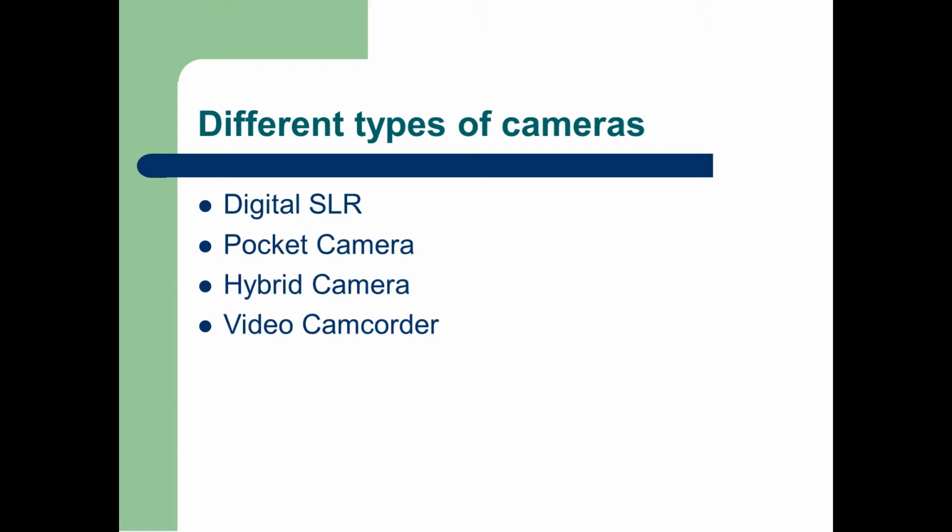A hybrid camera, also known as a mirrorless camera, combines the best of the digital SLR with the interchangeable lenses with the smallness of a pocket camera. It's lighter weight, and it's easiest to switch between photography and video. The video camcorder is made specifically for video.